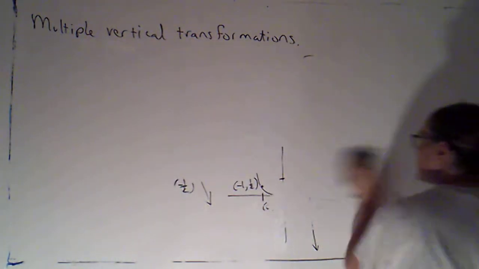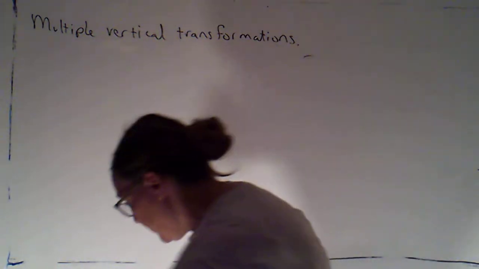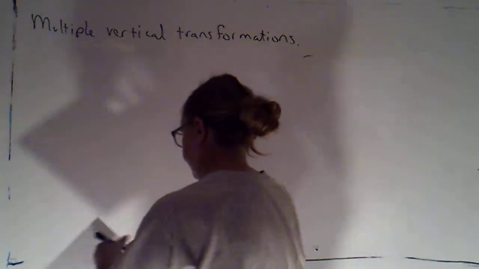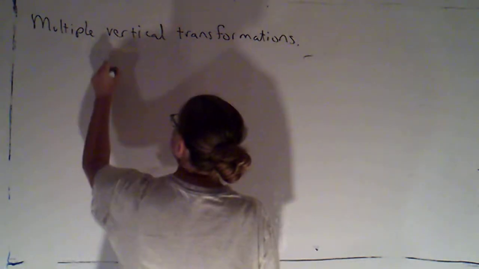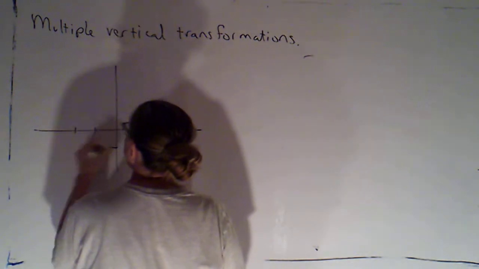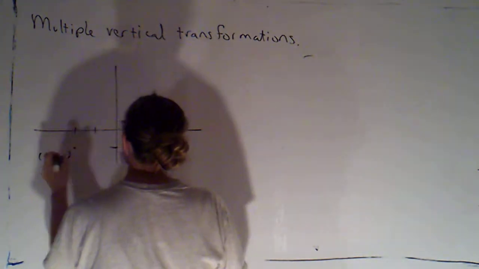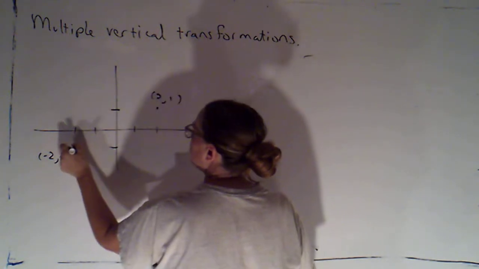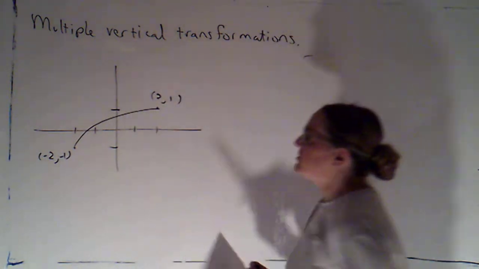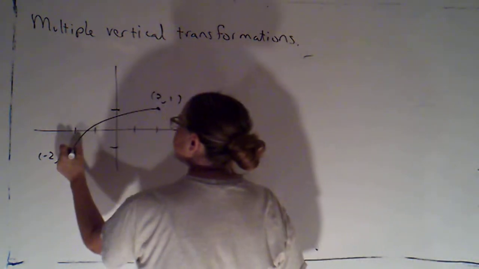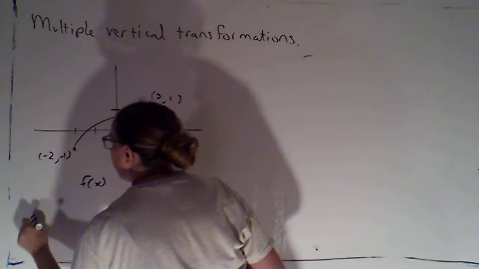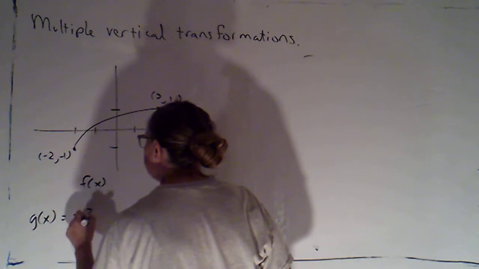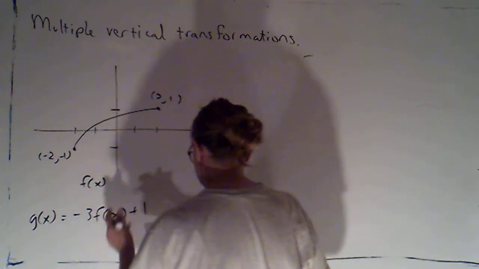Now the next question, question 3, I had given you a graph rather than giving you a formula. So we had this point, -2, -1. We ended at a point 2, 1. And they were connected with this curve, like so. And we'd said that was f of x. And then we were asked to sketch g of x, where g of x was -3 times f of x plus 1.